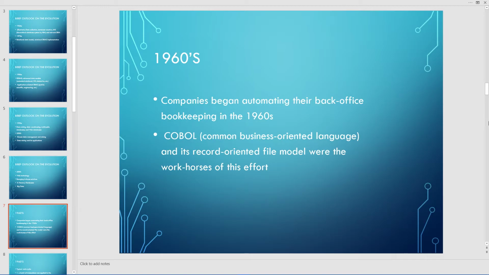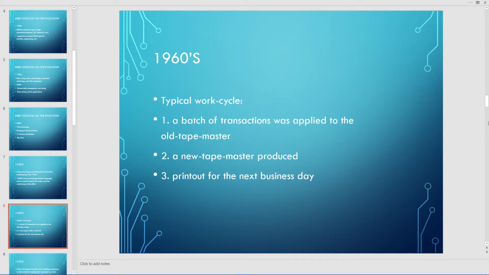I will now begin with a few details regarding what developments were made in each decade, starting with the 1960s. Companies began automating their back-office bookkeeping in this decade. COBOL, which is Common Business-Oriented Language, and its record-oriented file model were the workhorses of this effort. The 1960s typical work cycle had a batch of transactions being applied to the old tape master, a new tape master being produced, and a printout for the next business day.